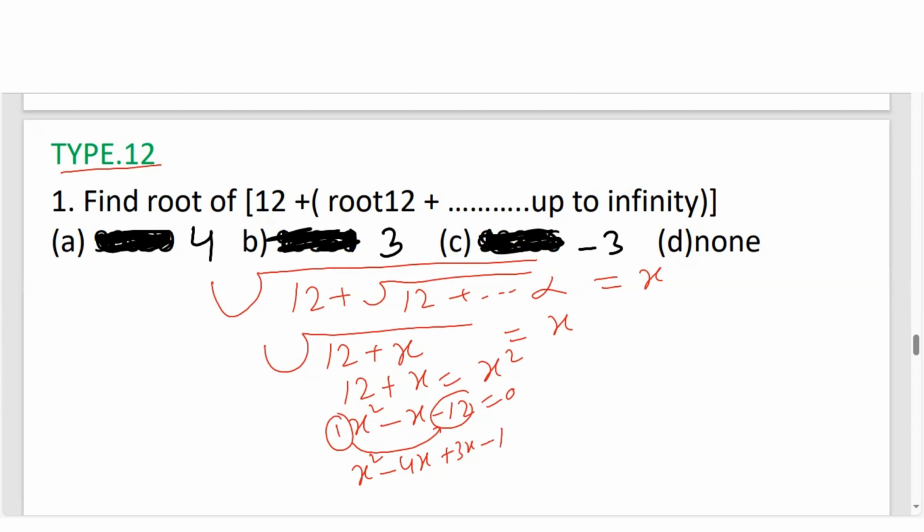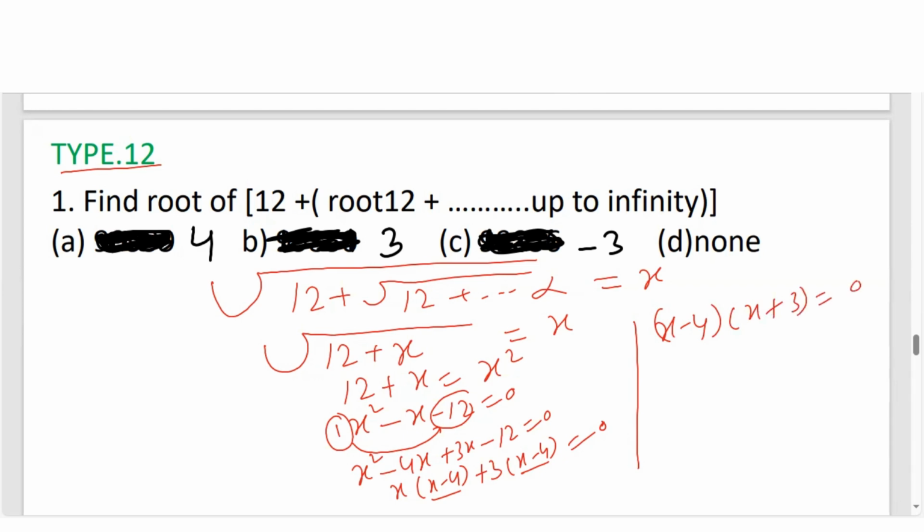And then here minus 12. Now you can take common x. So x minus 4, and again here 3. So this is x minus 4 equal to 0. Here x minus 4, here x minus 4. So what can we do? We take common x minus 4. So x minus 4 is common, and here x plus 3. So we are getting x plus 3.